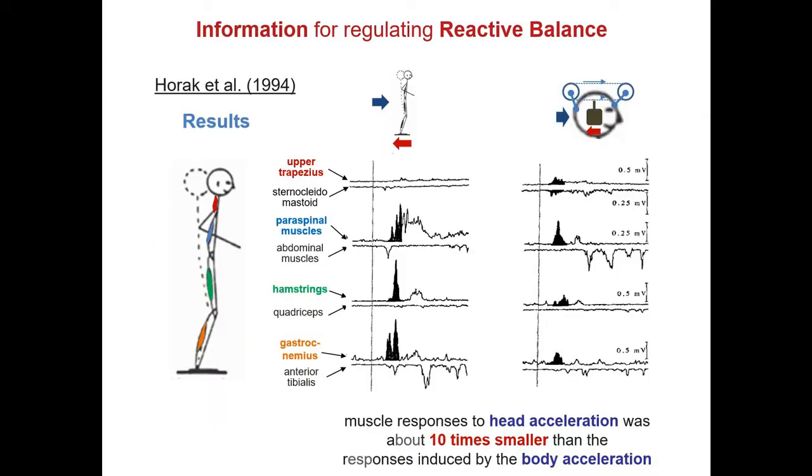Now that we understand the manipulations, let's look at how these different manipulations affected muscle recruitment patterns. On the left, we see the muscle activations following the body perturbation manipulation. On the right, we see the muscle activations following the head perturbation manipulation. The main thing to notice in these graphs is that the muscle activations that follow from the head perturbation manipulation were about 10 times smaller than those that followed the body perturbation manipulation.